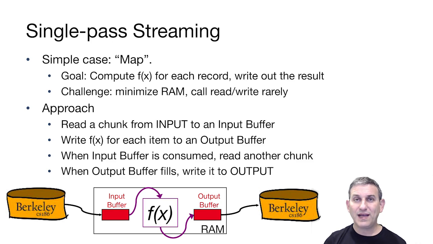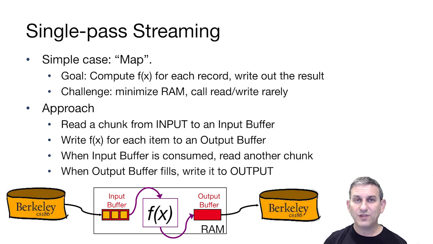Let's start with the single-pass streaming pattern. We'll take the simplest case you can imagine, which is map. That is to say, apply a function f of x for every record in a table and write out the result. If you've heard of MapReduce, this is the map part of MapReduce. The challenge here is to do this with a minimum of RAM and to do as little I/O as we need to, so call read and write as rarely as possible. Our approach is like this. We're going to read a chunk from the input to an input buffer in RAM, and that buffer might be a page big. Then for every item on that input buffer, we'll write f of x of that item to an output buffer.